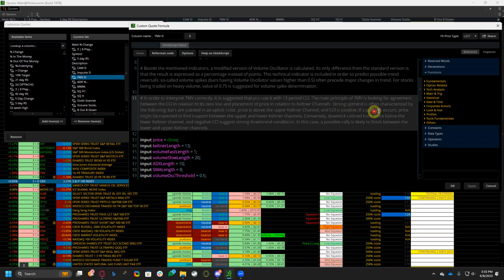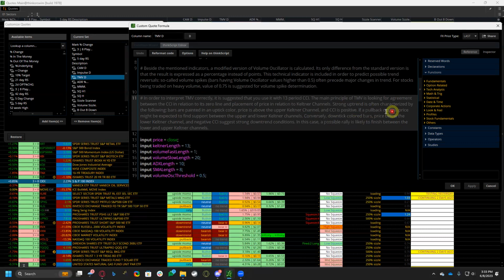Strong uptrend is often characterized by the following bars. Their uptick is when price is above the Keltner channel. Their downtick is when price is below the Keltner channel. When we add that and the CCI is positive, then we get rid of the whipsaws.